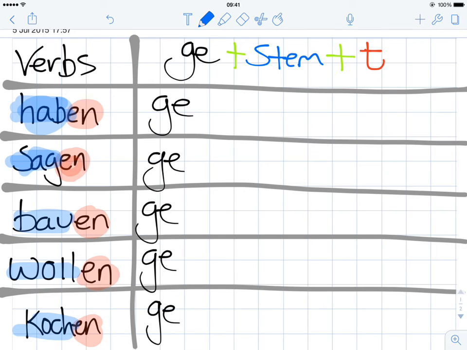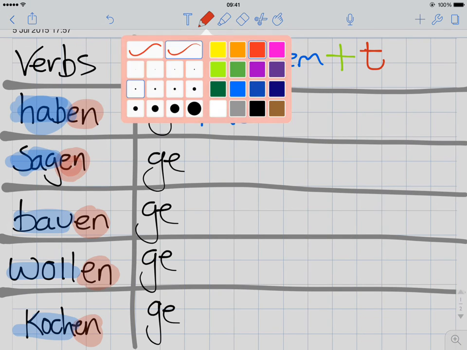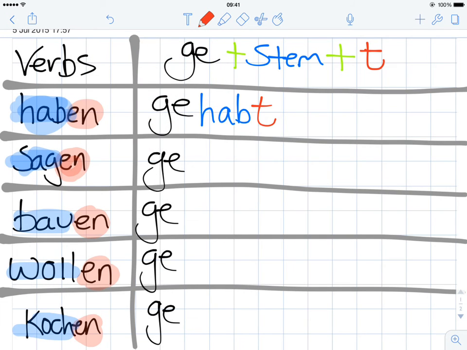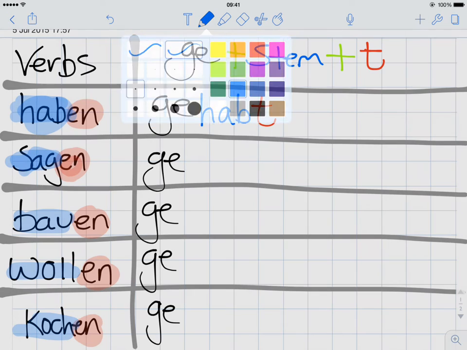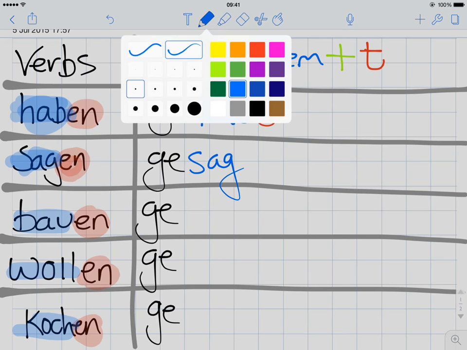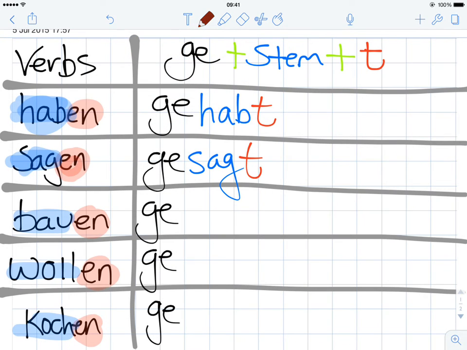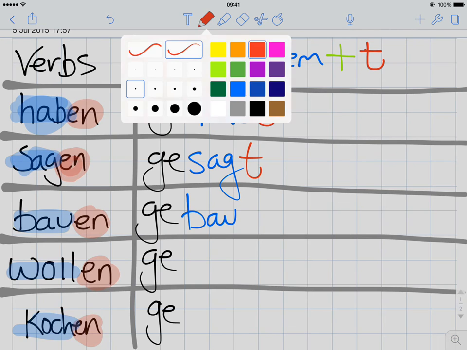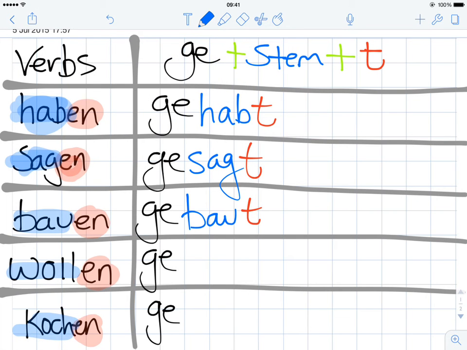So for example, we start off with ge, I can add in hab, and to finish it off, haben, gehab, gehabt. Haben, gehabt. Sagen, to say, gesagt. Bauen, gebau, gebaut. You're probably starting to see how easy it is, and once you've learnt to apply this recipe, how regular it can become when using regular verbs. Once you've learnt the process, you can do it pretty quickly.